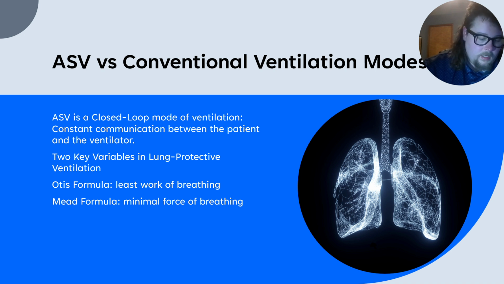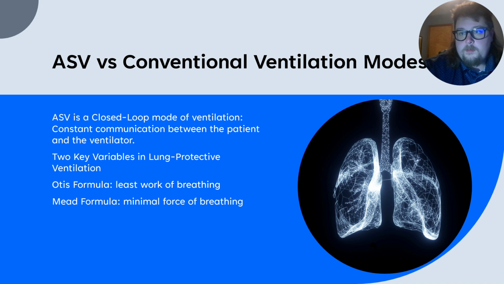The Otis formula basically calculates the least work of breathing. It does this by using the time constants of exhalation to determine the respiratory mechanics of the patient, thereby lengthening or shortening the exhalation time based off the patient's compliance. ASV is set up to deliver 100 mLs per kilogram per minute. So if you have a 70 kg ideal body weight patient, the minute ventilation will start to target 7 liters per minute. Then it will determine the optimal work of breathing, which is the Otis formula.